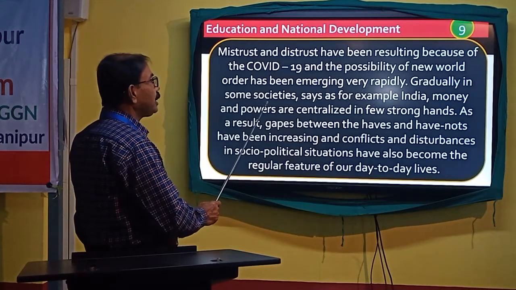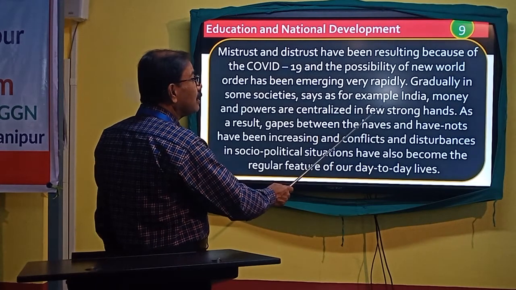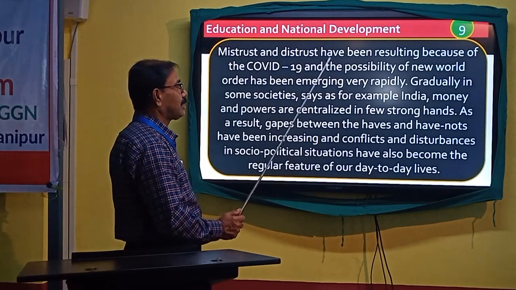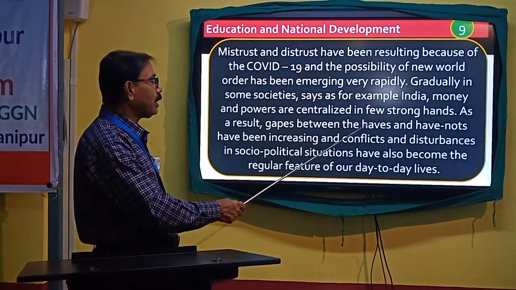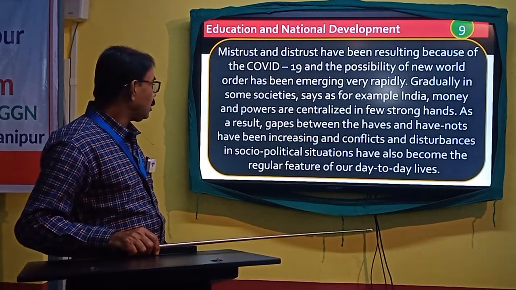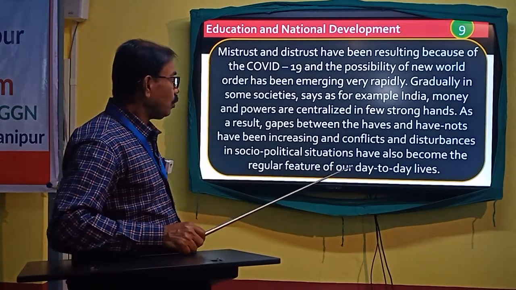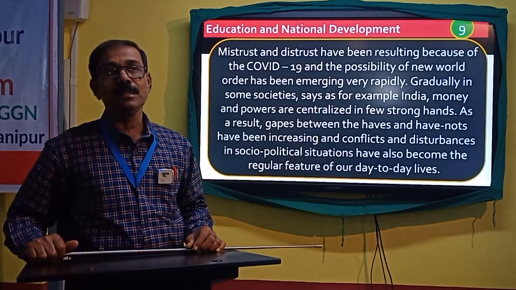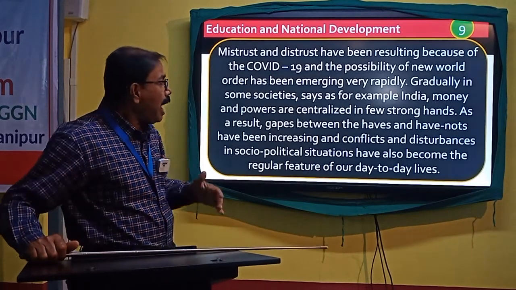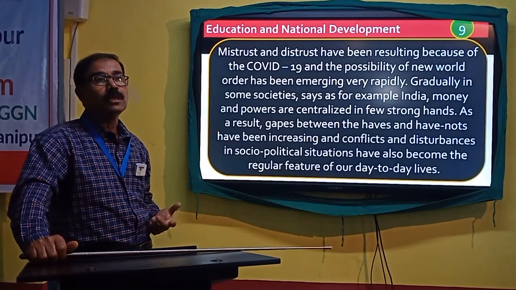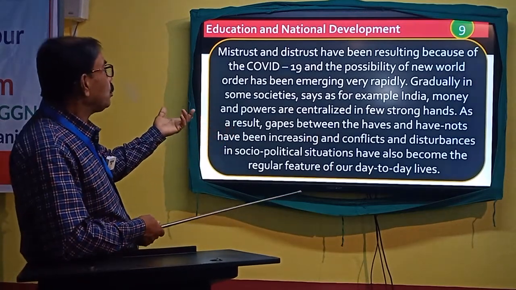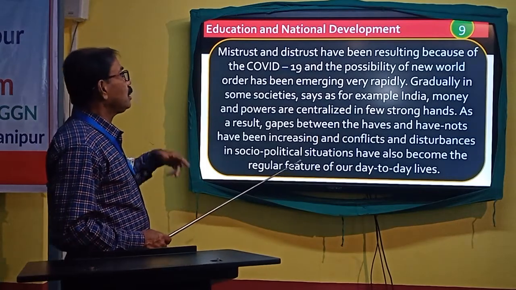Gradually, in some societies, for example India, to some extent in the recent past, money and power are centralized in a few strong hands. As a result, gaps between the haves and have-nots have been increasing, and conflicts and disturbances in socio-political situations have become a regular feature of our day-to-day lives, though to some extent we have seen a little change in the present situation because of the chance political situation of our country. But in some other neighboring countries, this situation has been prevailing in a very bold, transparent, vivid way. Let us see the next slide.